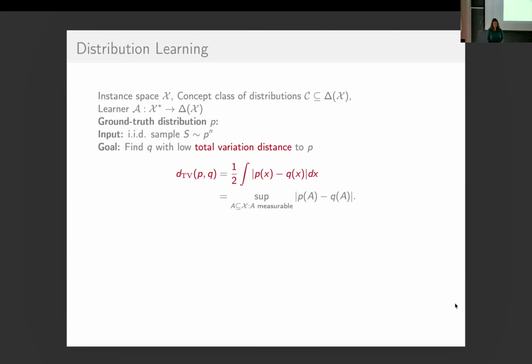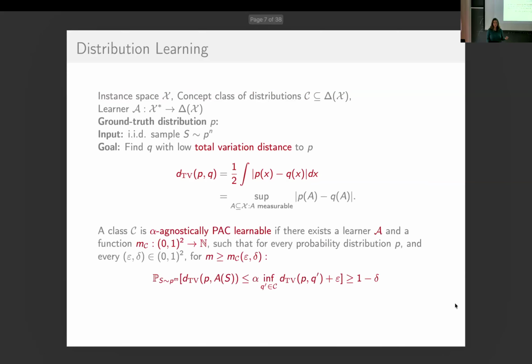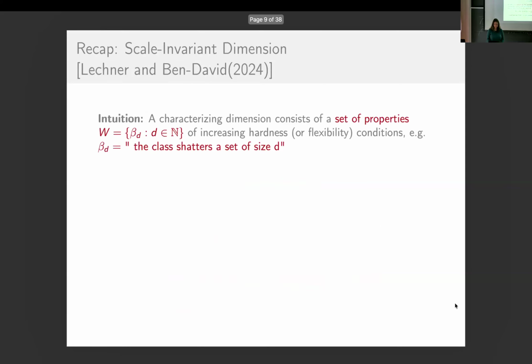So we are looking at a distribution learning setting. We get IID samples from some distribution, and we try to output a distribution with low total variation distance. And we consider both PAC learning and, in the scale sensitive case, weak learning guarantees. So this is a very standard PAC learning setting. I won't spend much time there.